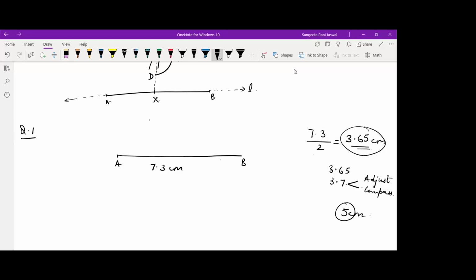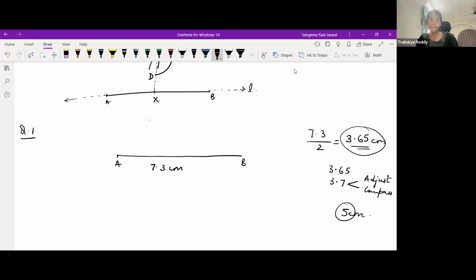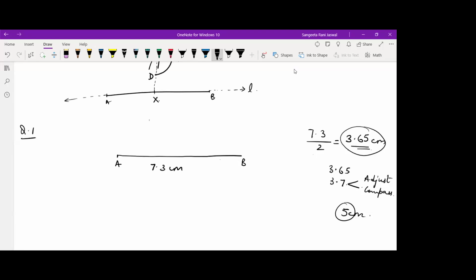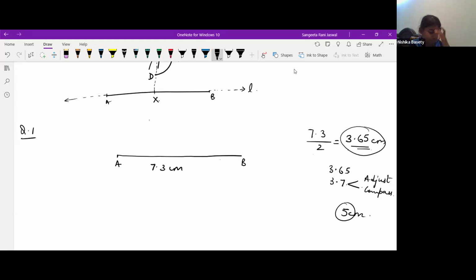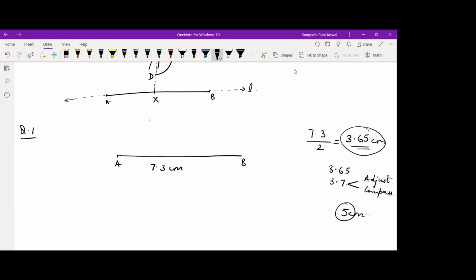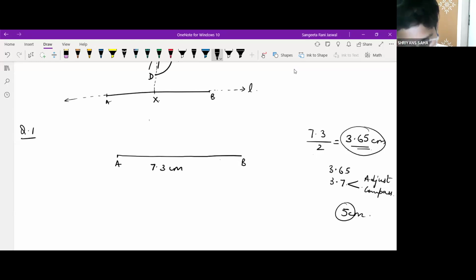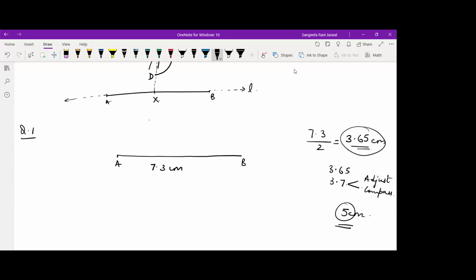Done, everyone? Yes, ma'am. Adjusted the compass measurement. Yes, ma'am. Ishika, done? Yes, ma'am. Okay. Neha? Yes, ma'am. Okay. Shreyansh? Yes, ma'am. Okay. So adjust your compass to 5 centimeters.